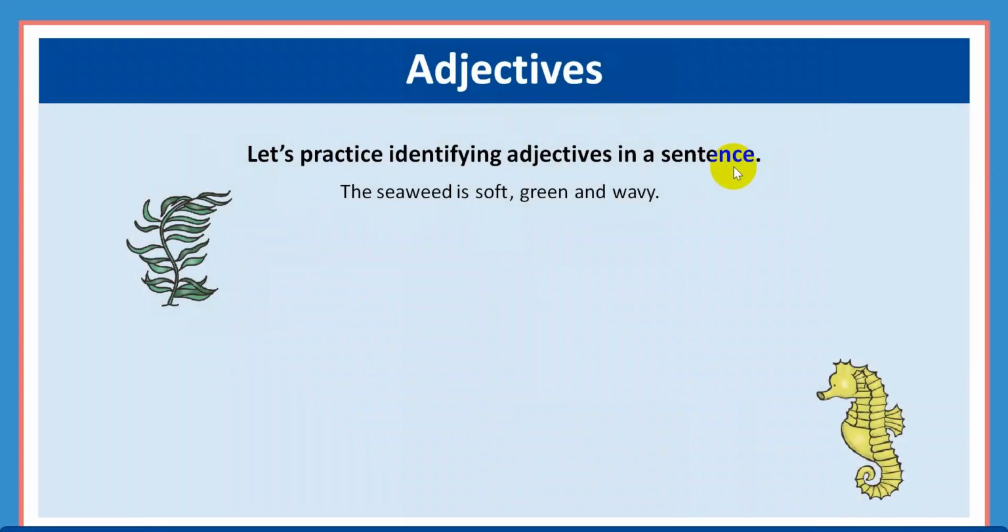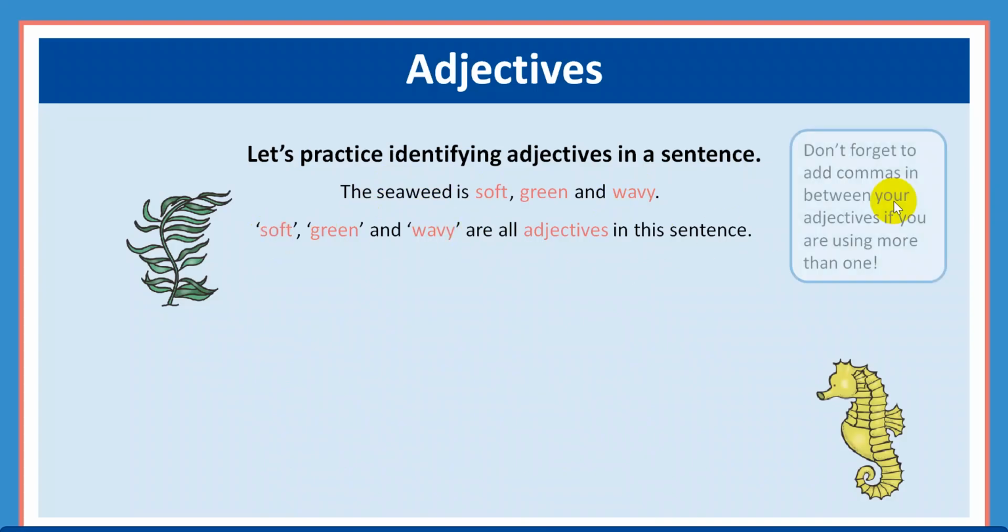Let's practice identifying adjectives in a sentence. The seaweed is soft, green, and wavy. Where are the three adjectives here? Soft describes the seaweed, green describes the seaweed, and wavy describes the seaweed. These are three adjectives used in this sentence. Don't forget to add commas between your adjectives if you are using more than one. So between soft and green, use a comma to separate the adjectives.